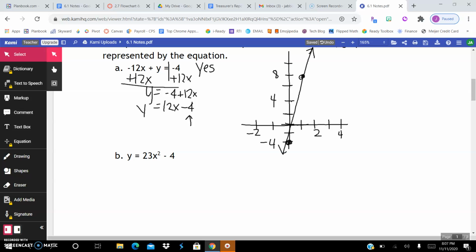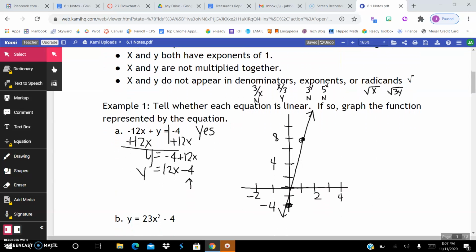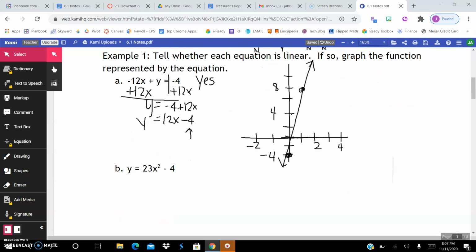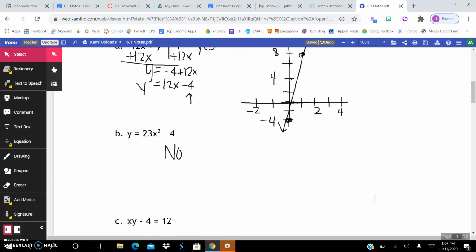All right, so here, part B, we have y equals 23x squared minus 4. So going back here, x and y both have exponents of 1? No, x has an exponent of 2. So right now, it failed the first bullet mark there. So no, this is not a linear function.